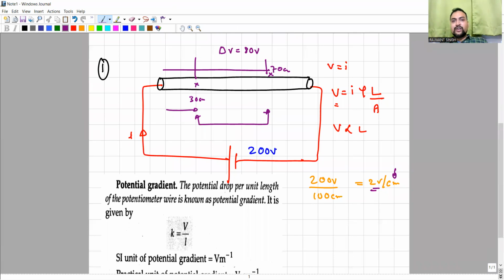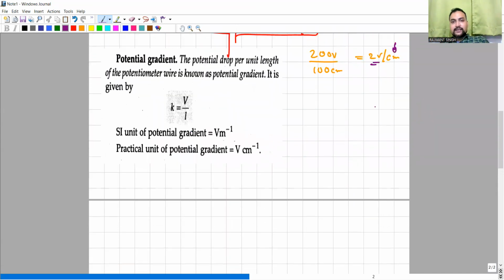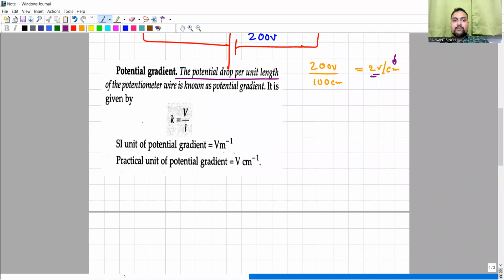Okay, so that is how you find a potential gradient for any given specific resistor. If a resistor is given and an EMF is given, you can find a potential drop. So potential gradient is potential drop per unit length. Potential drop per unit length of the potentiometer wire is known as potential gradient, and it is given by this expression: K is equal to V by L. So you can have volt per meter or volt per centimeter.